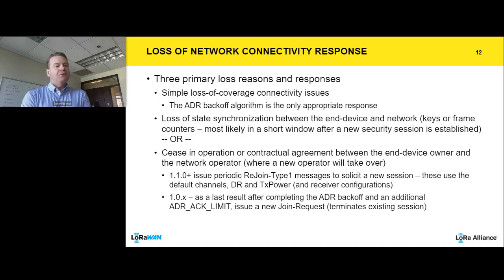So a few things here in terms of what the end device should do if it detects that network connectivity is lost. The most obvious and most common case is you're just out of coverage. For whatever reason, the network connectivity is not there. The ADR backoff algorithm defines the only appropriate response for the end device in that case. You just back off, you go to your best link margin, and now you can continue to operate and, when you're maybe moving or the network is changing, get back in coverage of the network.